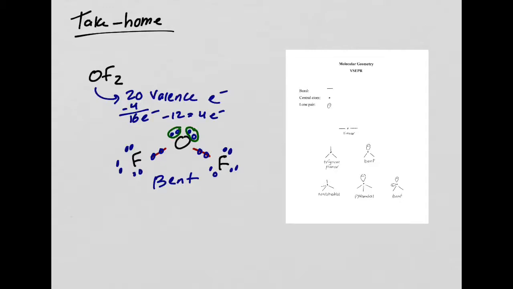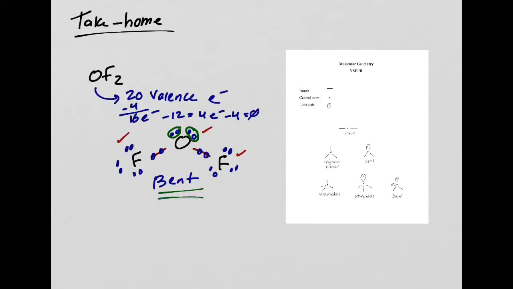Also, one thing I forgot to mention, once we put the lone pairs on the center atom, 1, 2, 3, 4, 5, 6, 7, 8, the center atom was happy. So this one has 8, is happy. This one is 8, is happy. This one is 8, is happy. And there were no electrons left. Yeah, sorry about that. I forgot to do that. Okay, so bent is the geometry.